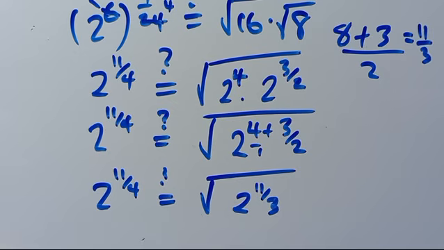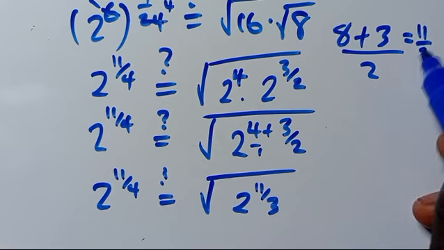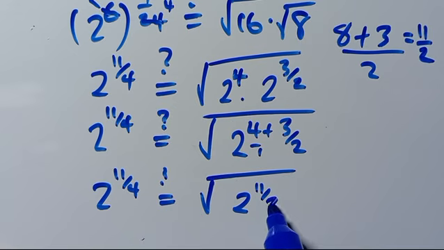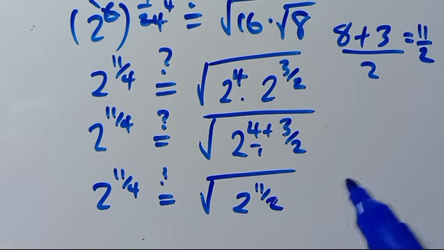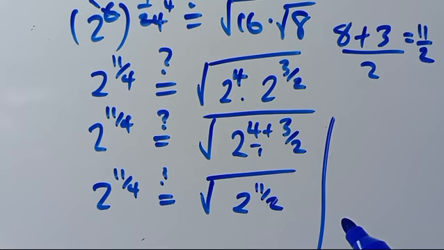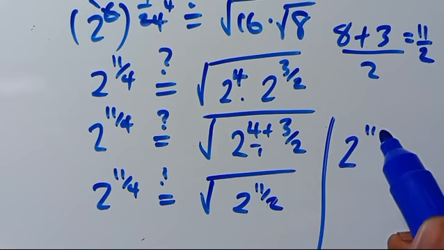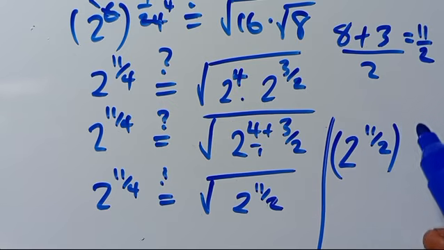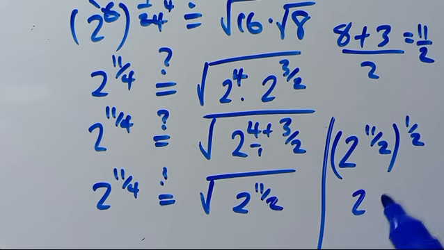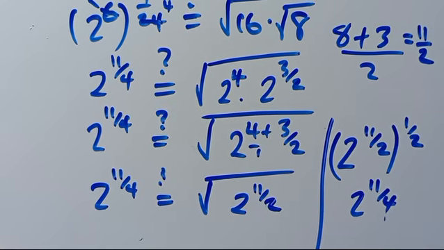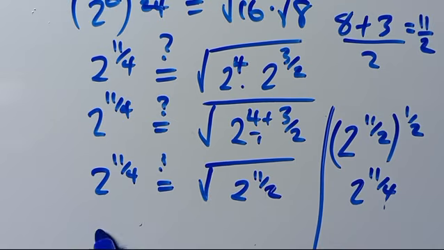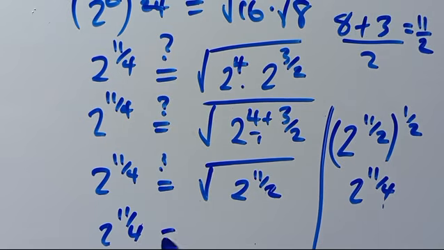Then from here, when we take half of this again, we have 2 to the power of 11 over 2 in parentheses to the power of 1 over 2. 2 to the power of 11 times 1 is 11, 2 times 2 is 4. So definitely we have 2 to the power of 11 over 4, which equals this 2 to the power of 11 over 4.